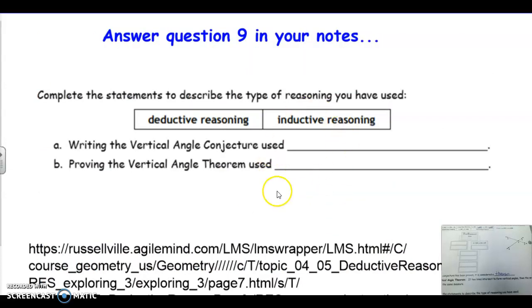All right, so let's just quick review. When we were writing the vertical angle conjecture, okay, we were using inductive reasoning. So letter A should be inductive reasoning. Because remember, we were looking for patterns, and we noticed that when we all measured, they were all equal. And then when you're proving the theorem, you're using deductive reasoning.